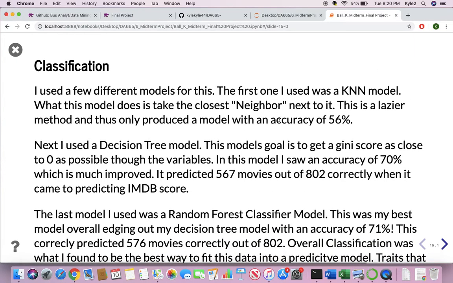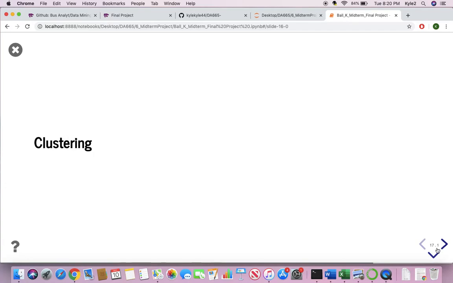Classification was the best. There are different methods, but it produced the best results that I had. The best one was 71% accuracy, almost 72. It produced 760 movies correctly predicted, and I thought that was very good. And then clustering.